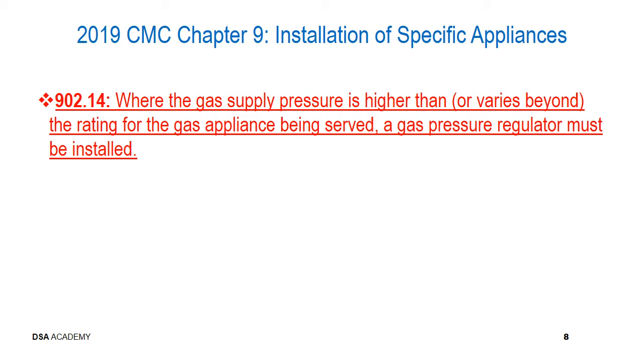In Chapter 9, Installation of Specific Appliances, there's a new section, that's 902.14. This should be rather straightforward and obvious when you read what it says. Where the gas supply pressure is higher than or varies beyond the rating for the gas appliance being served, a gas pressure regulator must be installed. This should be rather obvious.